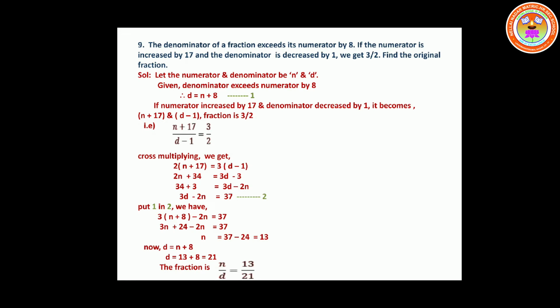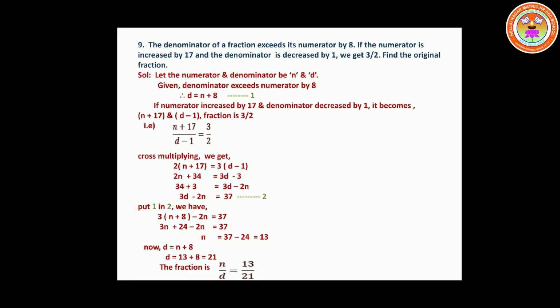So cross multiplying, it becomes 2 into n plus 17, that is equal to 3 into d minus 1. Expanding, 2 into n, 2n, plus 2 into 17, 34. That is equal to 3 into d, 3d, minus 3 into 1, 3. Now I am going to take the constant term on my left hand side, that is 34, and 3 transposing becomes plus 3, that is equal to 3d minus 2n. So therefore we have 3d minus 2n, that is equal to 37.